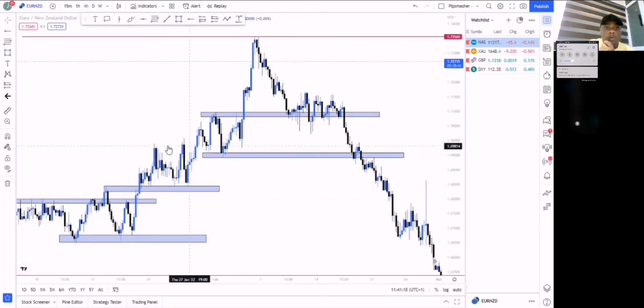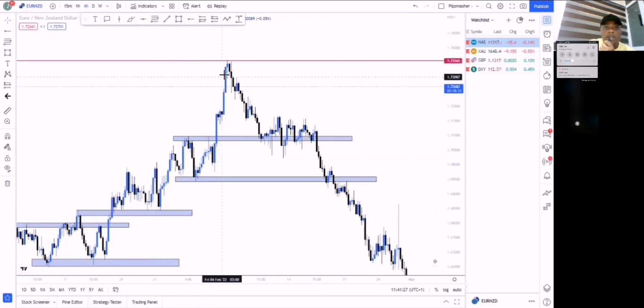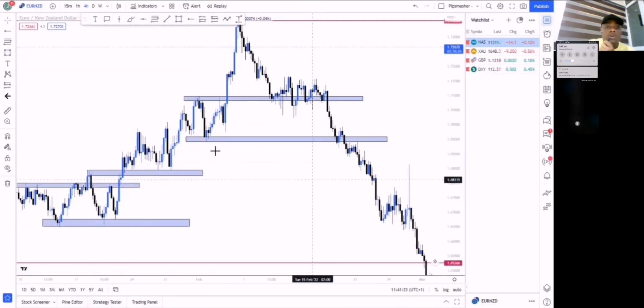Remember, we had the equal highs here and equal lows. The market broke above it, came back to retest it, formed a new higher high because this high is higher than this previous high, then broke above it. On coming back to retest, the market played around and broke below it. We were still in that uptrend.